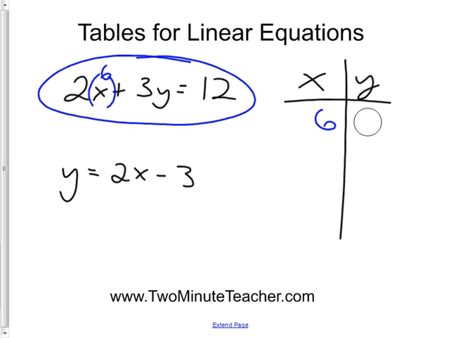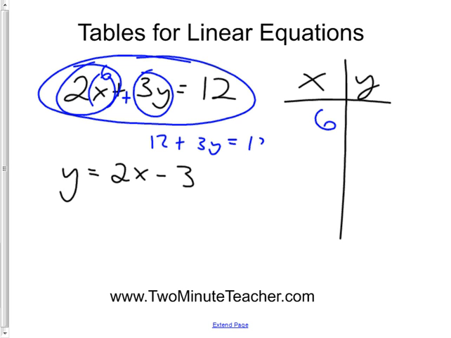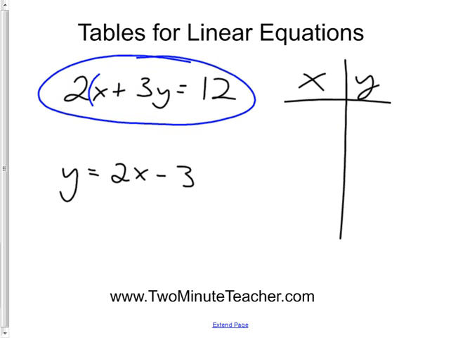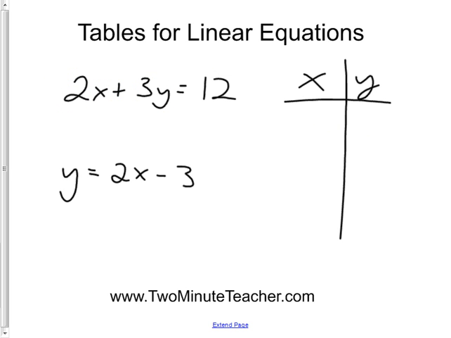And to make this equation work, I already have 2 times 6 is 12, plus 3 times what equals 12. 12 plus 3y equals 12. Well, if I subtract 12 from both sides, 3y has to equal 0. And divide by 3, y still has to equal 0. So it's 0. So I found a point in my equation. Now, I'm going to remember 6 comma 0 and then just erase these. 6 comma 0 was a point.